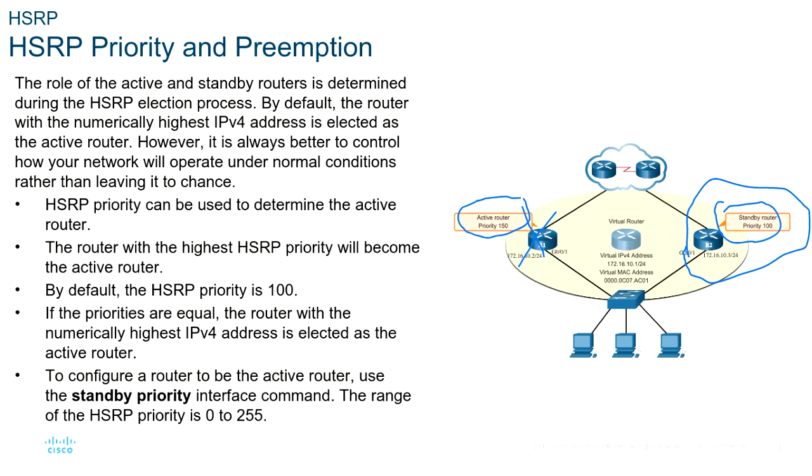By default, these priority values are 100. How about tie breaking? Well, since they're both default 100, whichever router has the higher IP address will become the active router. So in our case, router 2 actually had a higher IP address. If we had not changed the priority values, he would be the active router, and R1 on the left would be the standby router.